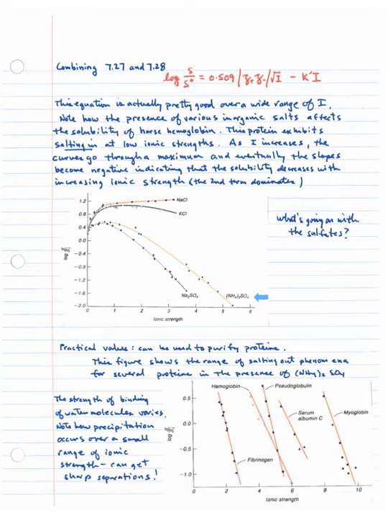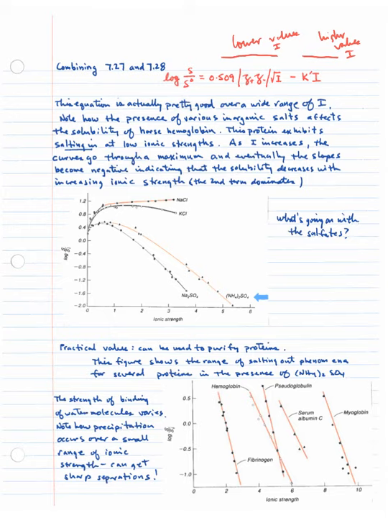So let's combine the two different regions of our Debye-Huckel limiting law into a single equation. The first term, remember, will dominate at lower values of the ionic strength, and this part of the equation will dominate at higher values. And you can, again, actually get pretty good results. It's a pretty simple equation, and it is pretty good over a wide range of ionic strengths.